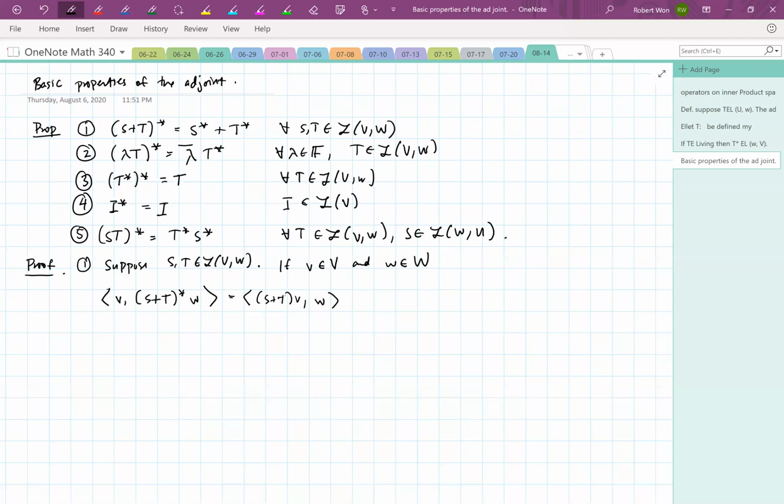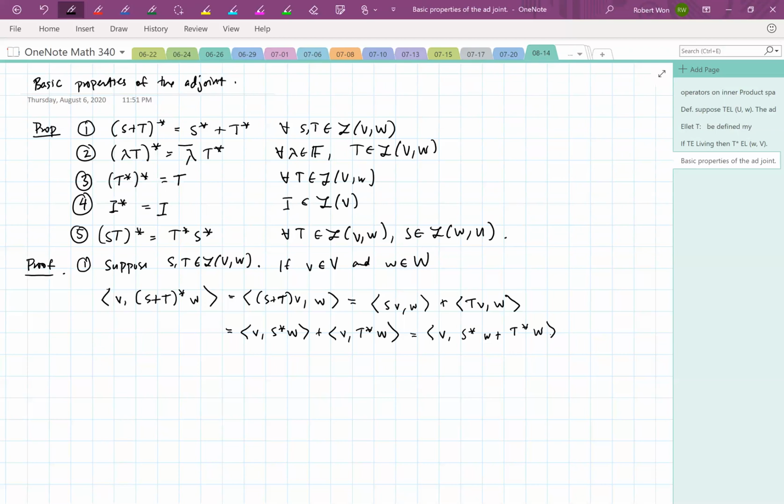Okay, but then we know what the sum of S and T does to v. It just spits out Sv plus Tv. I guess I'm doing two steps here, but I think you can handle those two steps. Then you use the property of the adjoint again. The adjoint has the property that basically you get to switch where the function goes at the expense of the adjoint. And then you now use, not the linearity, the additivity of the inner product in the second slot.